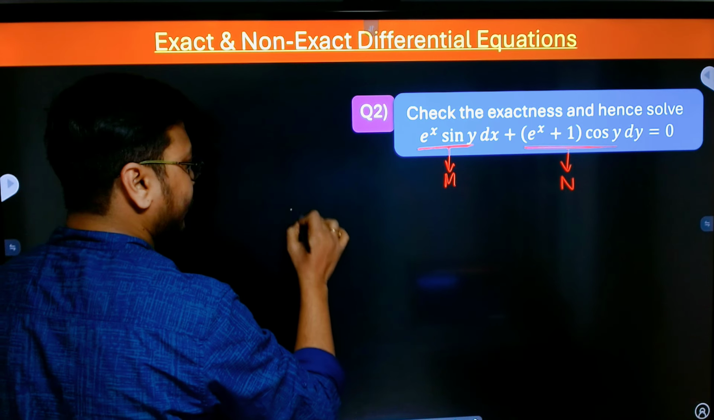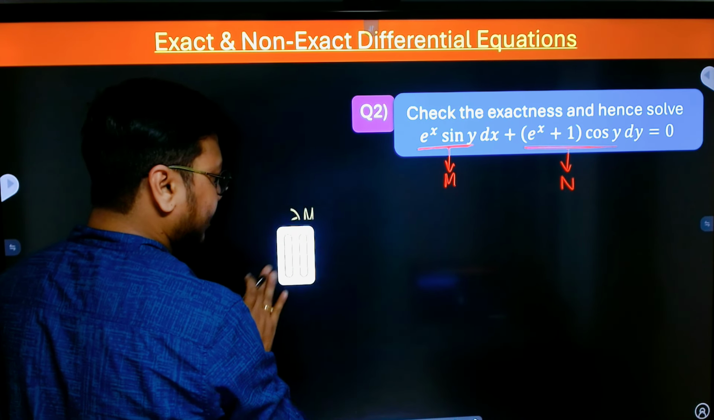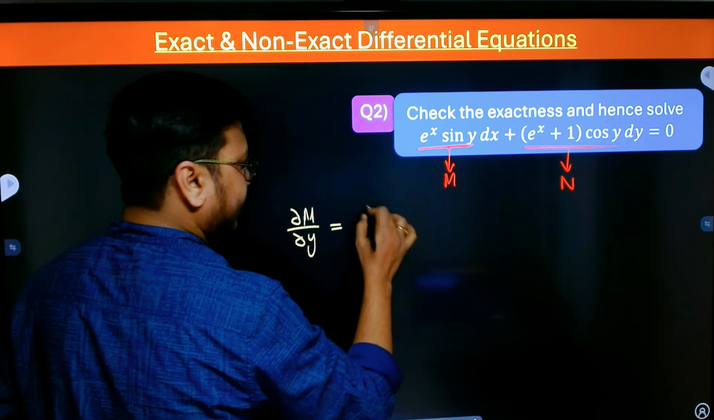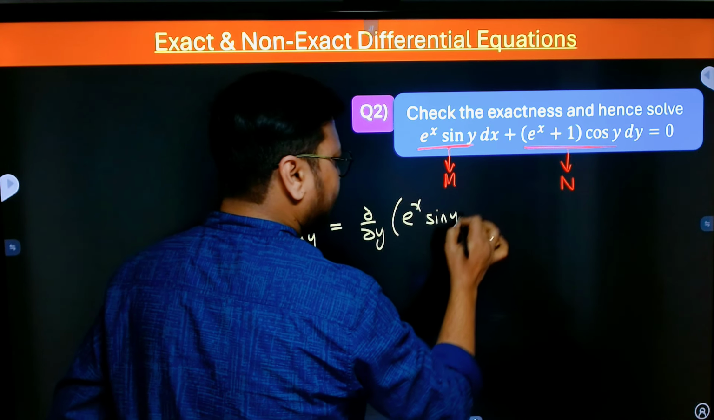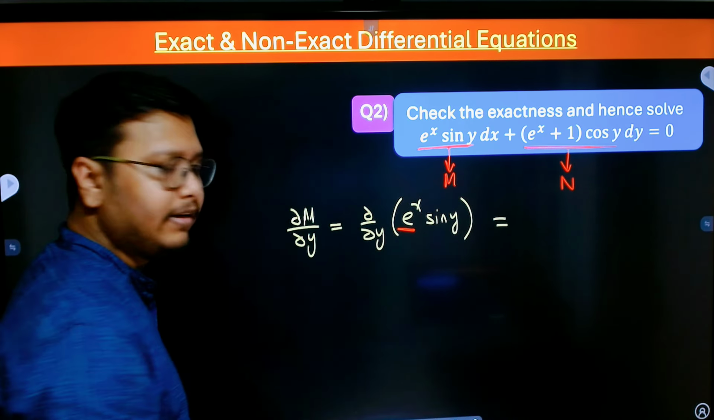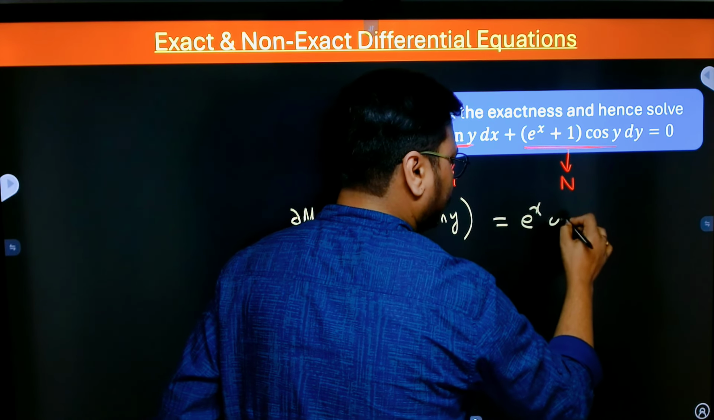So first I'll be doing del m del y, and that would be del y of e to the power x sine y. E to the power x will be treated like a constant, so we'll only do the derivative of sine y, that will be cos y. So we have e to the power x cos y.